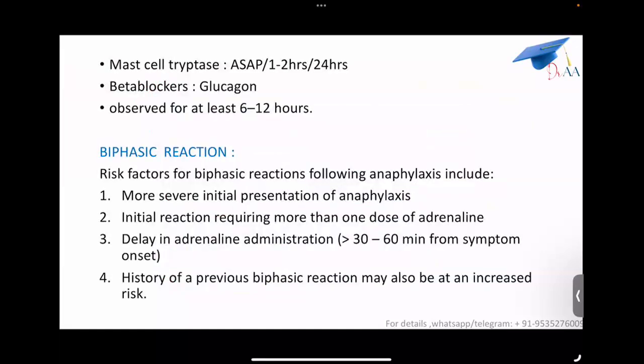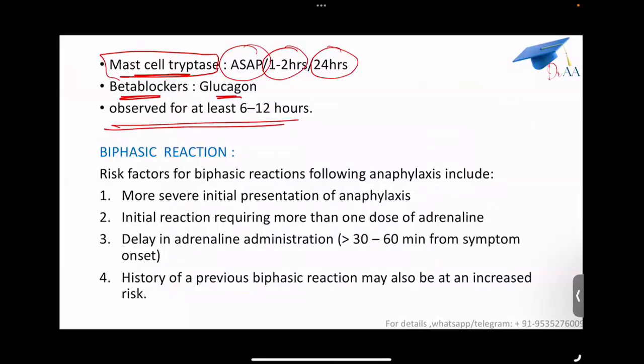What are the investigations you need to get? As I told you, it's a clinical diagnosis. No investigation is required. But you can get a mast cell tryptase test as soon as possible, after 1 to 2 hours, and at 24 hours. You need to take 3 samples at 3 different timings. This increased mast cell tryptase level will help you to label this patient definitely as having had anaphylactic shock. If they are on beta blockers, plan giving glucagon as told earlier.